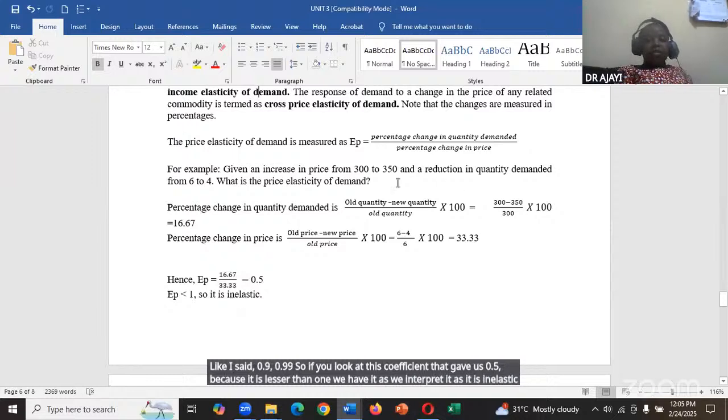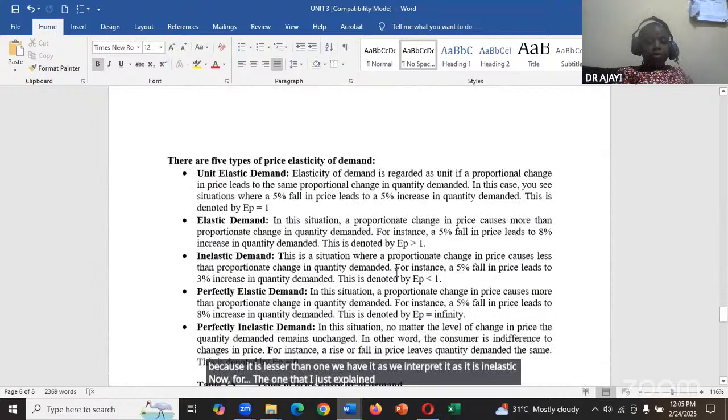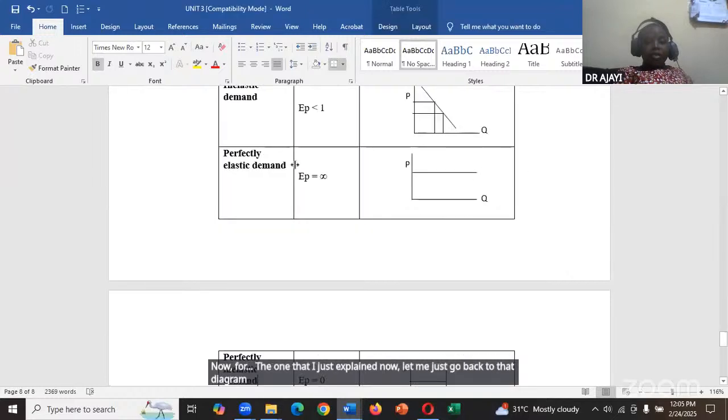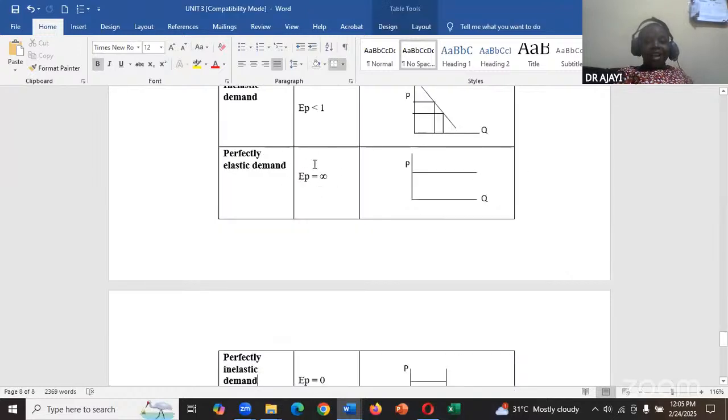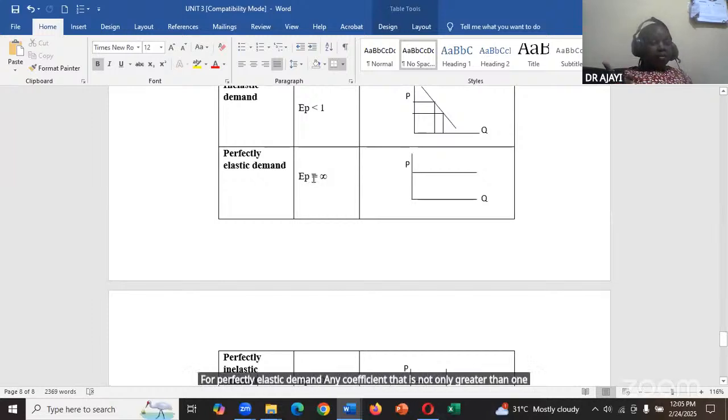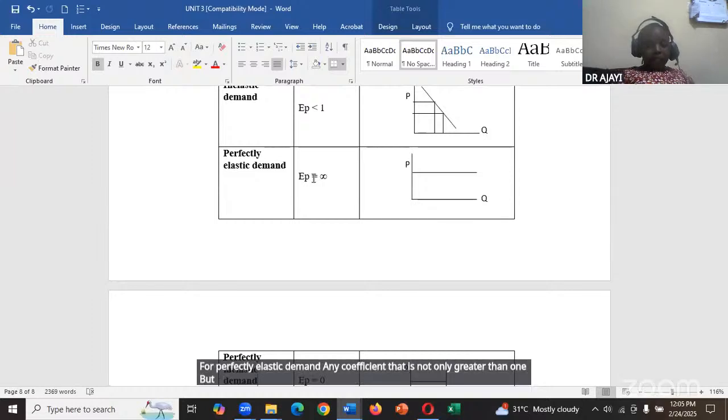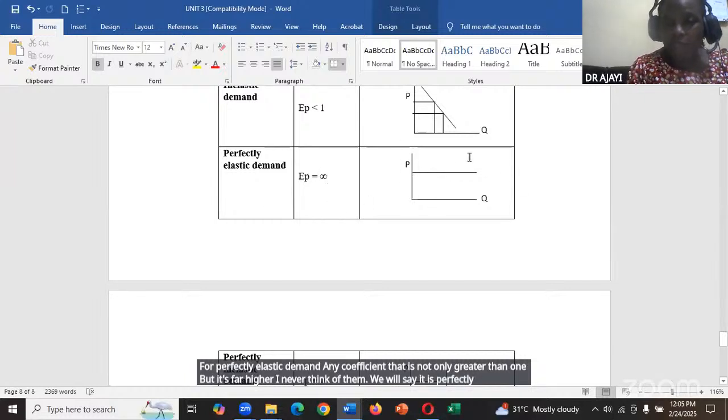Now, for the one that I just explained, let me go back to that diagram. For perfectly elastic demand, any coefficient that is not only greater than 1, but far higher than one can ever think of, then we will say it is perfectly elastic. And for such, we have this.